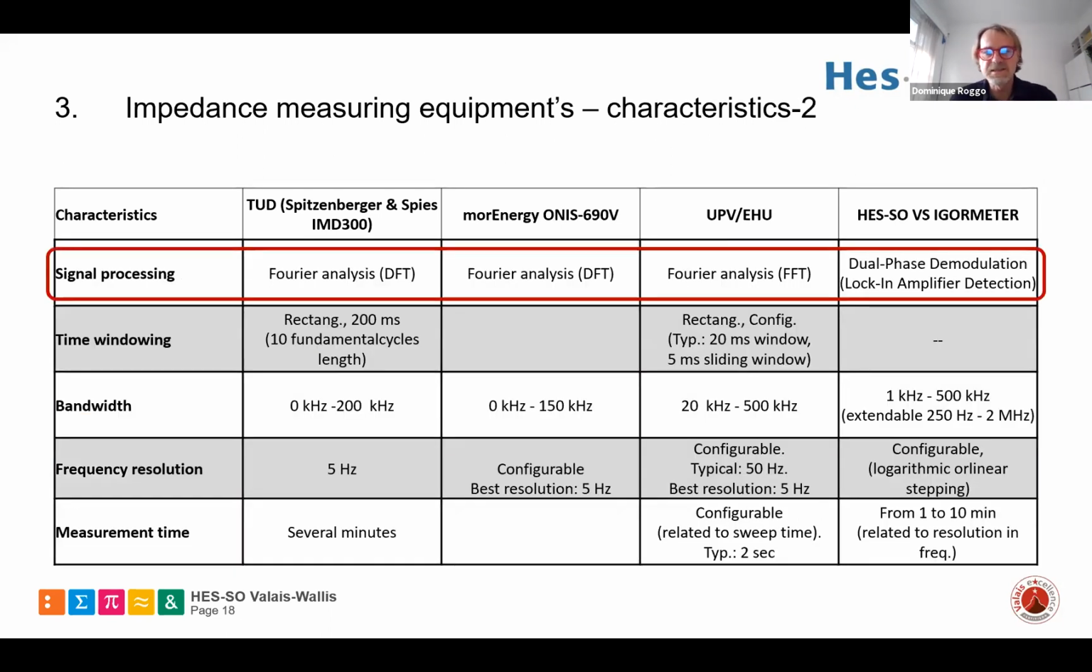The signal processing also shows very clear differences. Mostly, of course, Fourier analysis. There is a time sample, a window, and there is a Fourier analysis on that window. HES-SO Valais uses a bit different approach. We use the lock-in amplifier technique, and it means a very high resolution in a noisy environment.